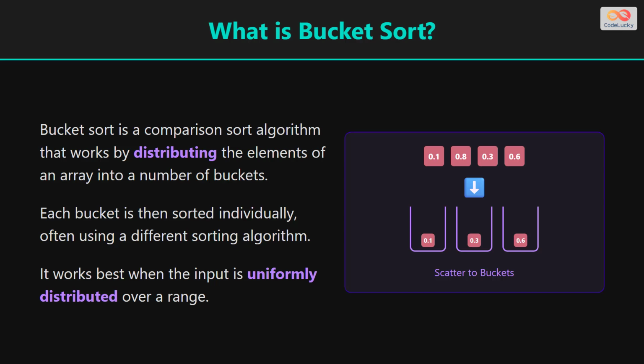So, what exactly is bucket sort? It is a distribution-based sorting algorithm that works by scattering the elements of an array into several groups, which we call buckets. Once the data is distributed, each bucket is sorted individually. This method works exceptionally well when the input data is uniformly distributed over a specific range.